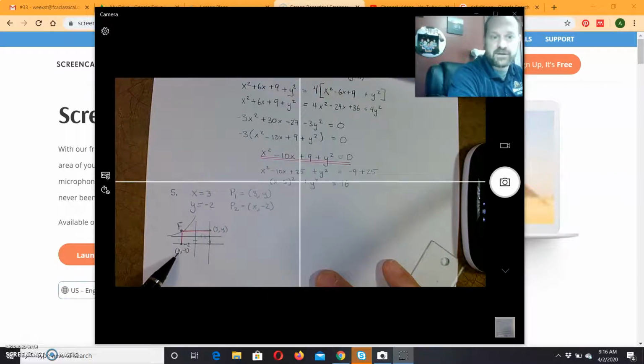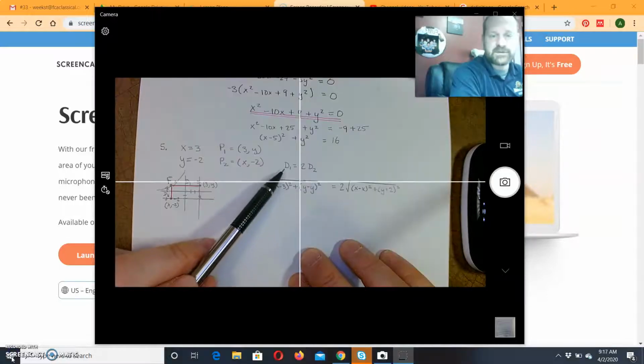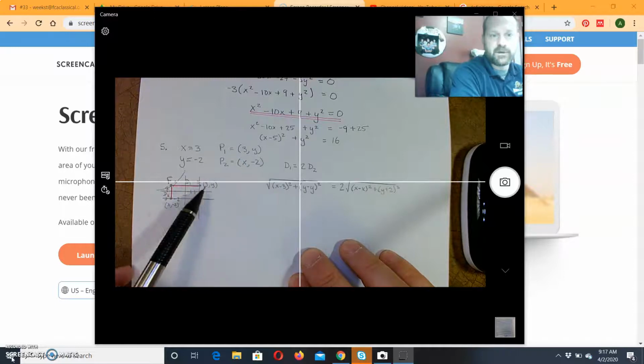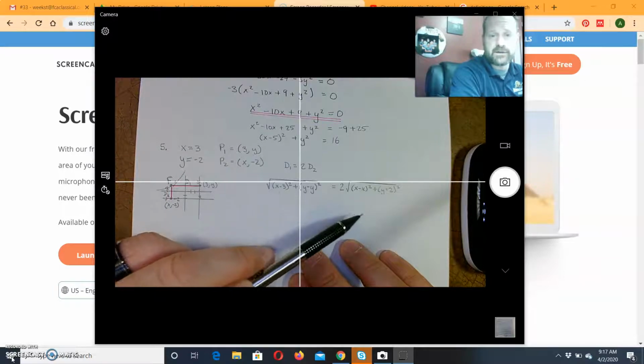Over here, this is x comma negative 2. This will always have the same y value. Oops, I got focused on this one. It will always have the same y value. The x values can change. Okay, let me show the setup. So d1 equals 2d2. And so I set that up here using distance formulas.